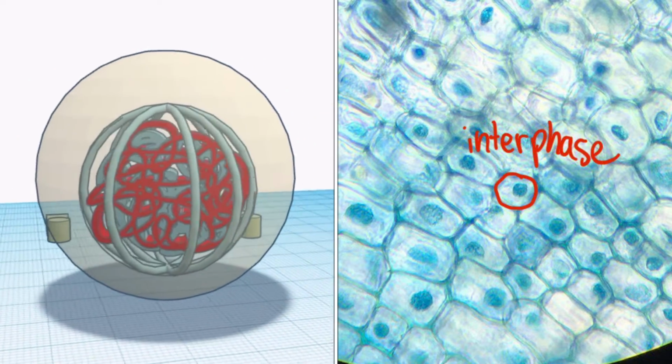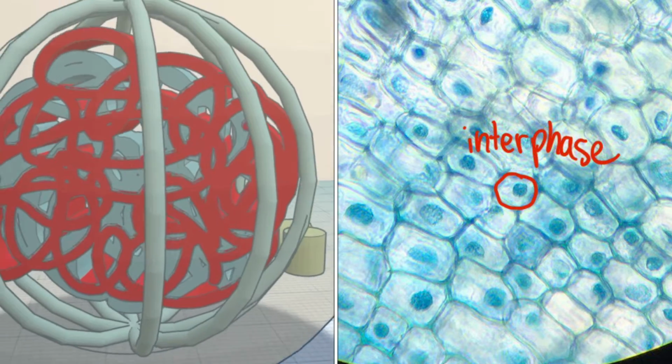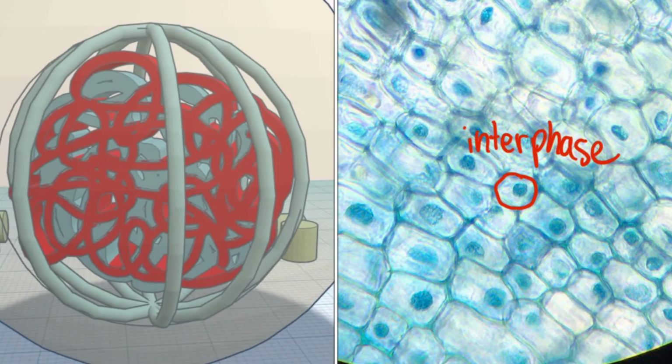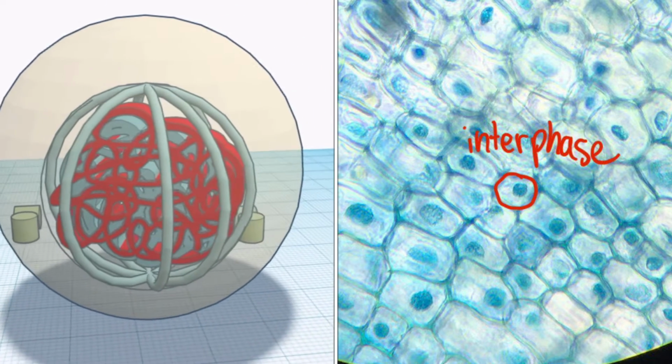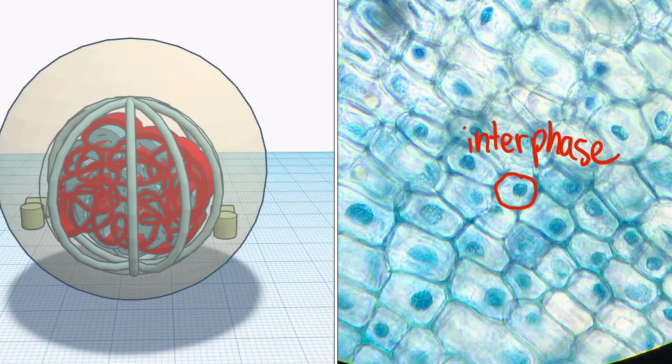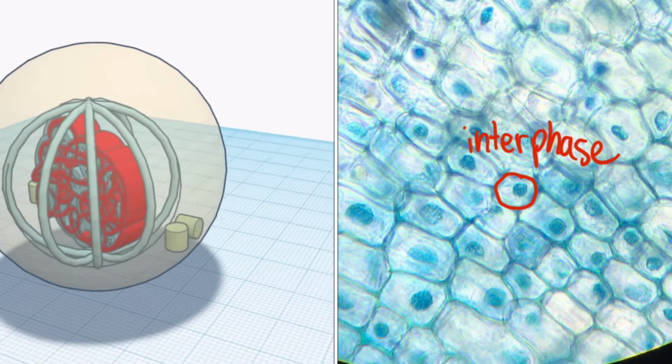The contents within the interphase contain a nuclear membrane filled with loosely clumped chromosomes. The cell grows and the number of organelles increases. The DNA located in the nucleus is copied.